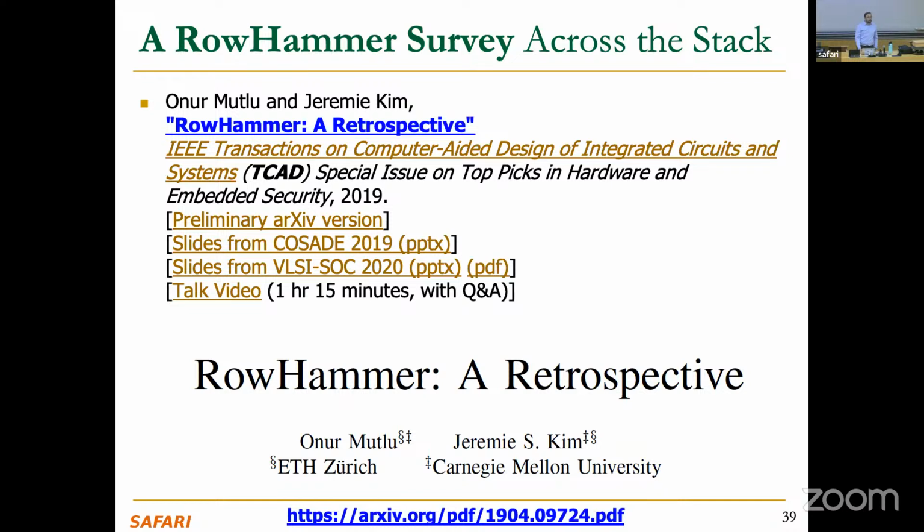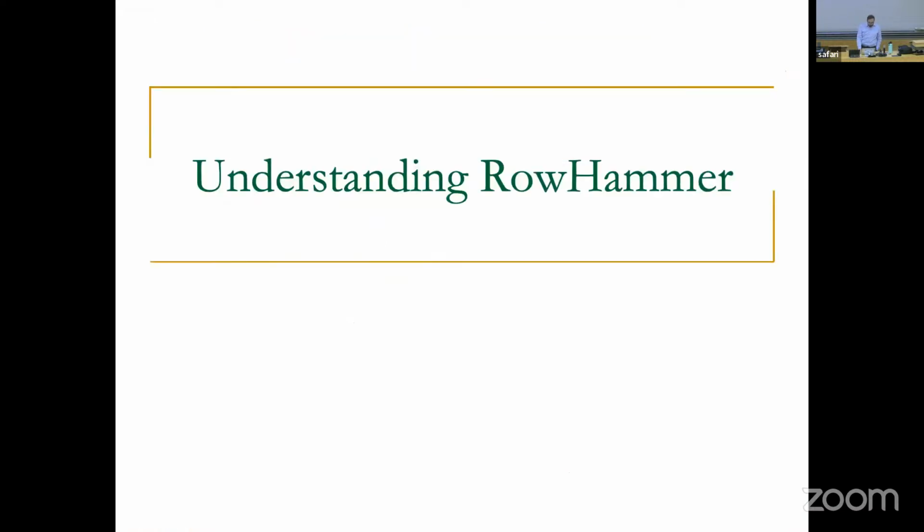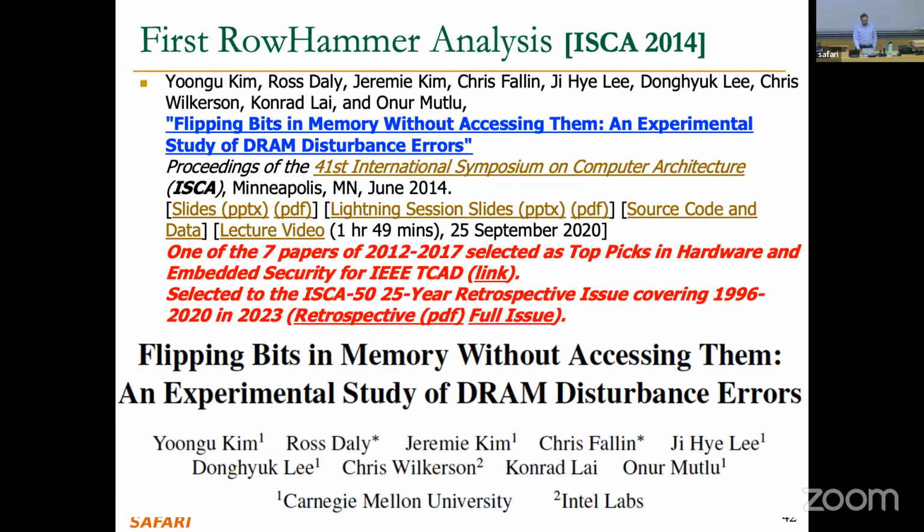So if you're curious about the implications of this, there's a retrospective paper that was published in 2019 that covers the immediate impacts of this RowHammer paper from 2014. You can take a look at that. And there are more up-to-date versions of this retrospective as well, which is here, that was published last year in ASP-DAC in 2023. Okay, so let's understand RowHammer a little bit more.